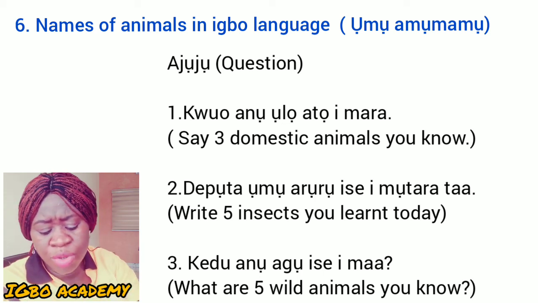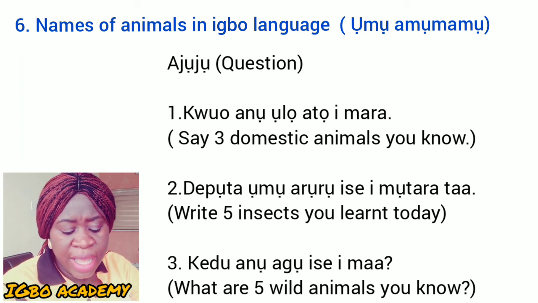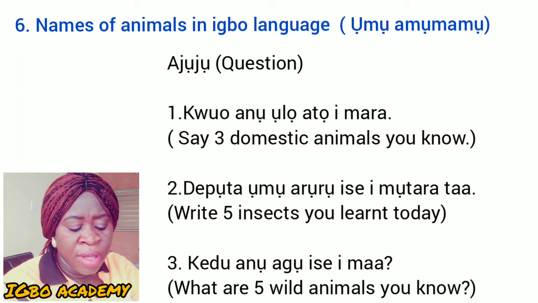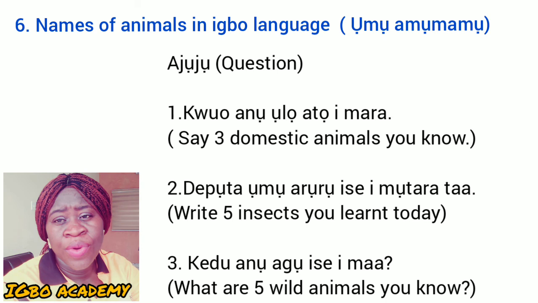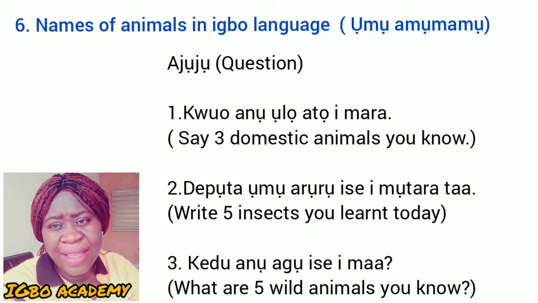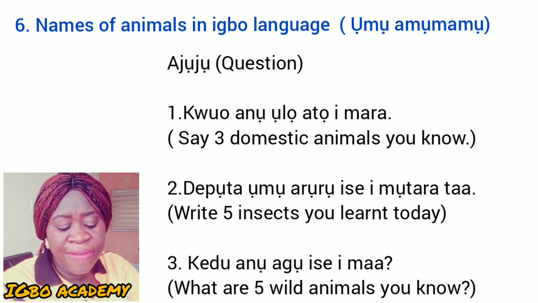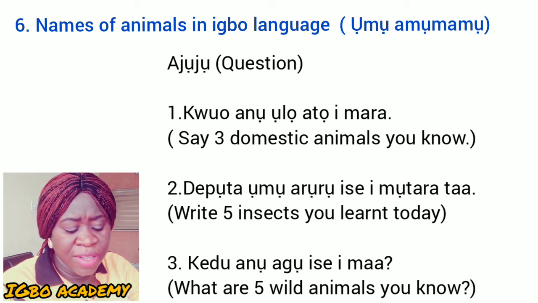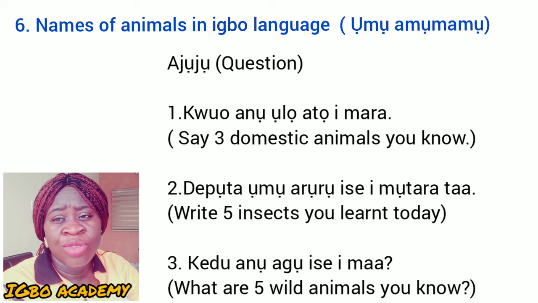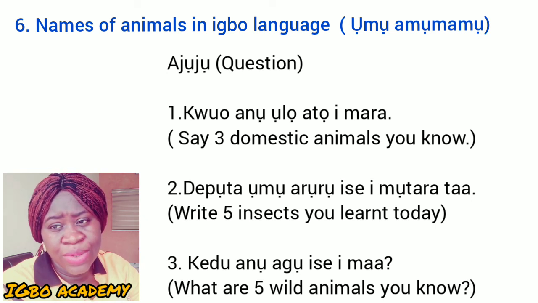Then number 2, deputa ụmụ arụrụ ise ịmụtara taa. That's write out 5 insects that you learned today. The first one, write out 3 domestic animals that you learned today.